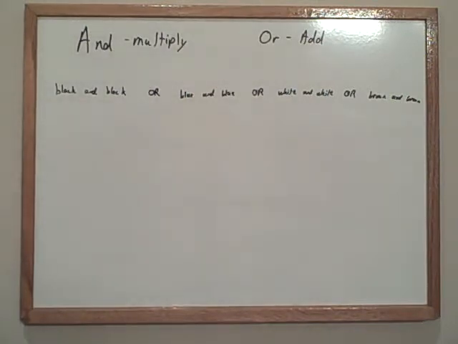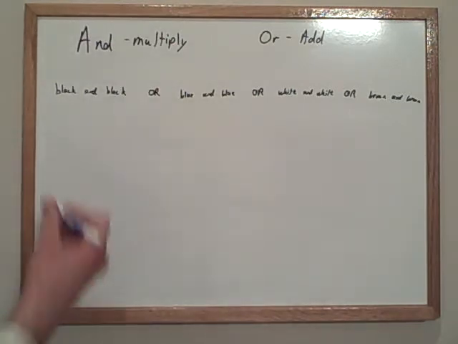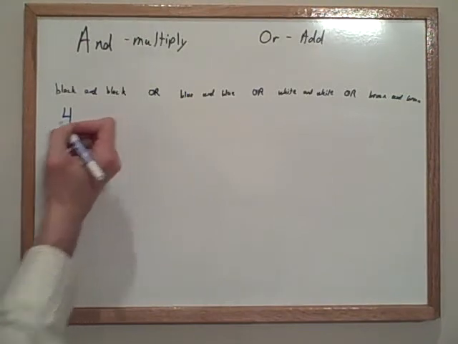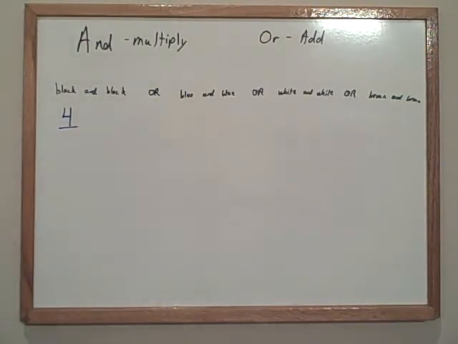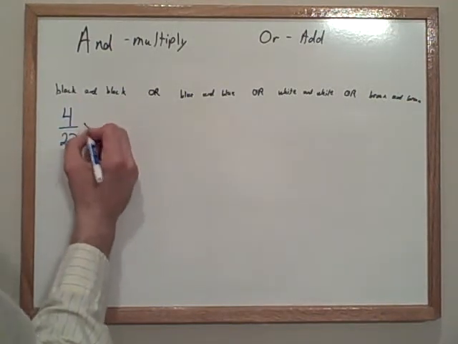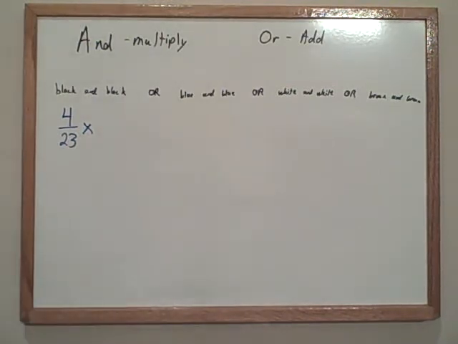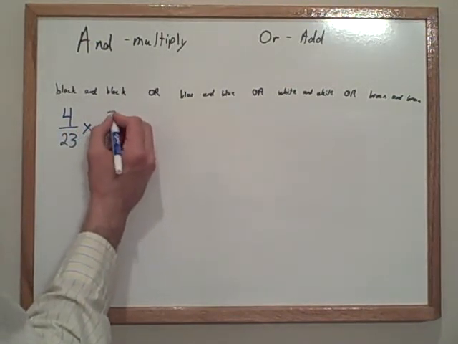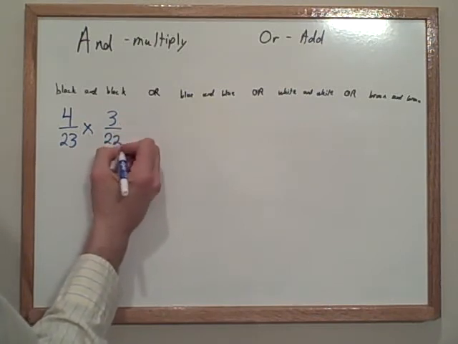So let's be careful. Okay, we want to get a black sock. There are 4 black socks out of a total of 23 socks. Now, I got that from adding together the total number of socks. We have 4 plus 11 plus 3 plus 5. So there are 23 socks. We want a black sock, and then we want another black sock. We didn't put that first black sock back, so now we have 3 out of 22.